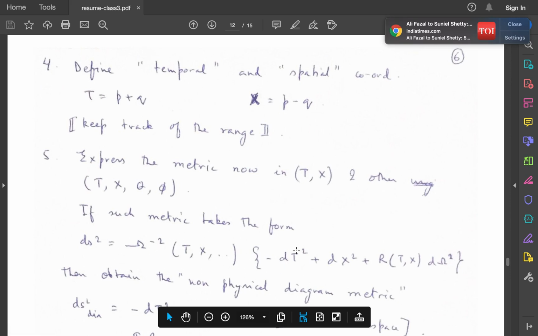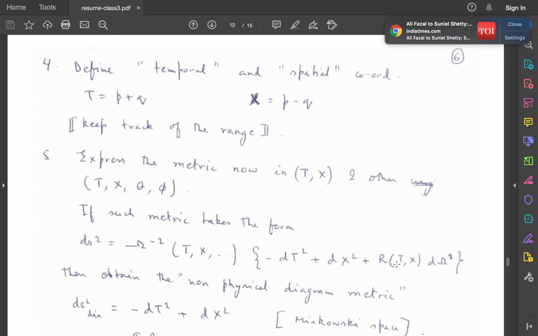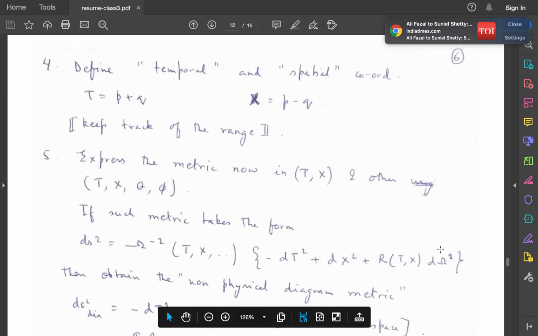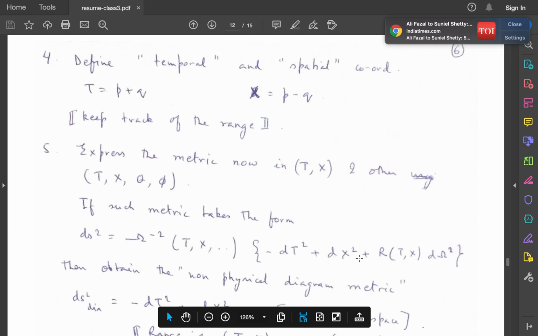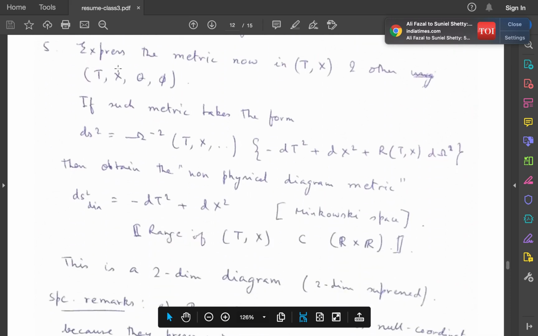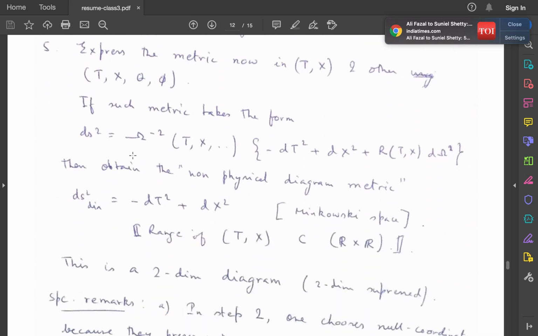And inside, the metric looks like one temporal coordinate and three spatial coordinates, where the angular part has a coefficient which is a function of t and x. If this metric can be written in that form, then we can obtain the Penrose diagram metric.